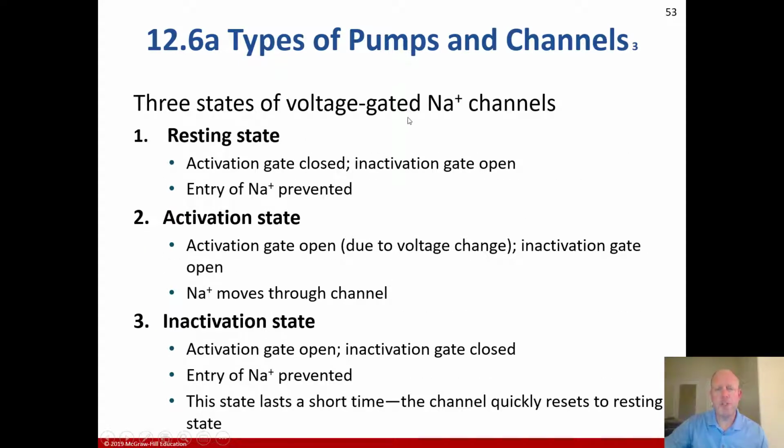So, 3 states of voltage-gated sodium channels. When it's in a resting state, the activation gate is closed with an inactivation gate open, and the entry of sodium is then prevented. In an activation state, the activation gate is open due to voltage change, and the inactivation gate is open, and sodium then moves through the channel. In an inactivation state, the activation gate is open, the inactivation gate is closed, and the entry of sodium is prevented. This only lasts a short time because the channel is quickly reset to resting state.